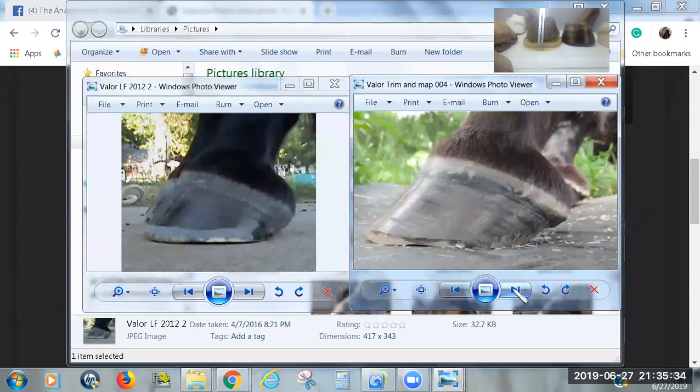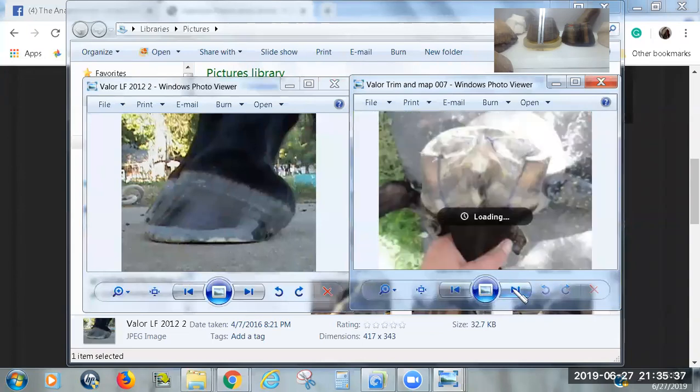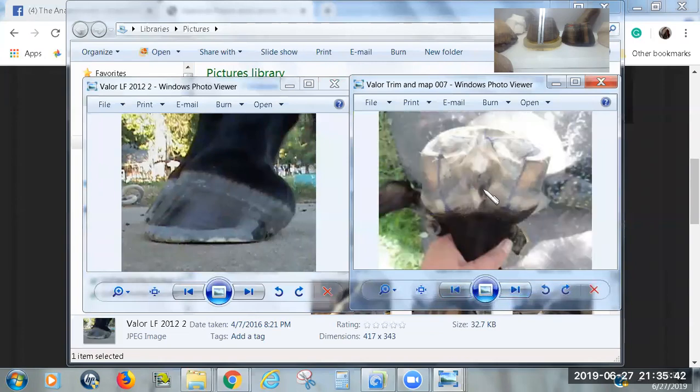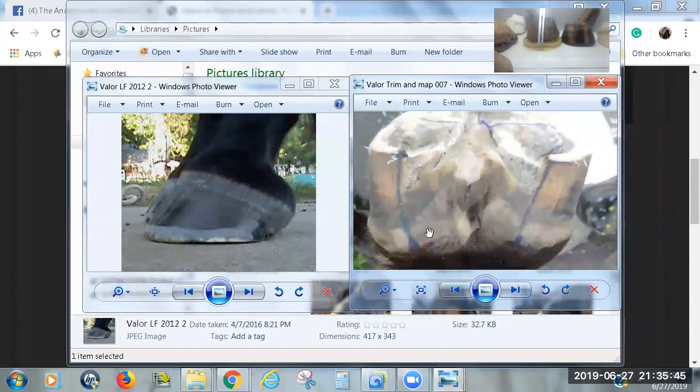Let me show you here. Okay, you see the frog down here? Yeah. Okay, so all the time that this part has been growing, I've been trimming it clear down to here. Because the frog corium gets distorted and the heels were forward, they've come back considerably, but you have to keep that open right there.